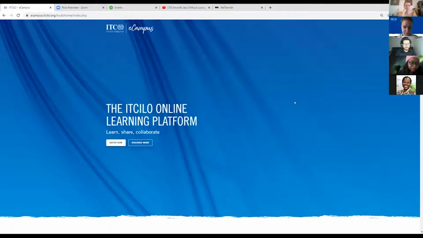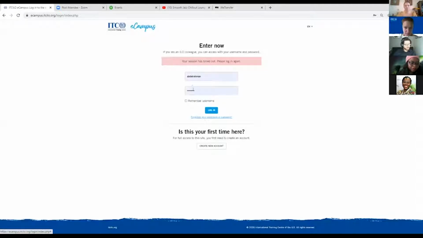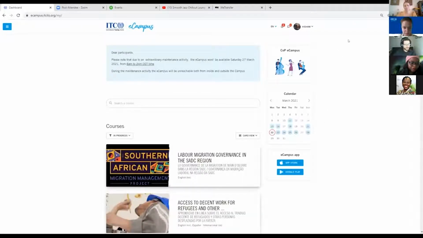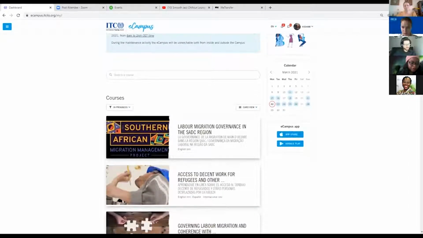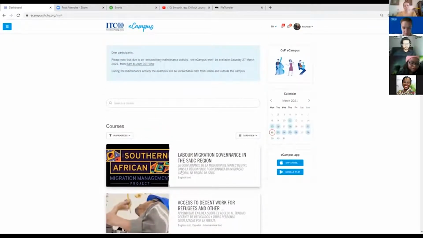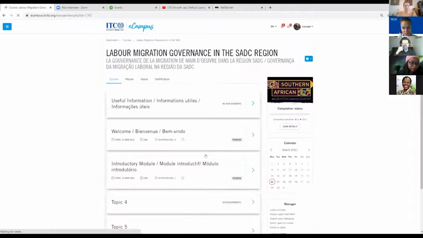So essentially what's going to happen is once you receive the credentials, you go into ecampus.itcilo.org. You enter here, you press enter. And once you've already entered your username and password, you log in and you'll get to an area which we call the dashboard. In the dashboard, for those of you who are veterans of ITCILO courses, you'll see the list of courses that you've attended, participated, or worked on. And you will see this is the course, Labor Migration Governance in the SADC region. And depending on the language that you select up here, you will see different options, of course. So you connect to the course, and this is what you're going to see as a participant.